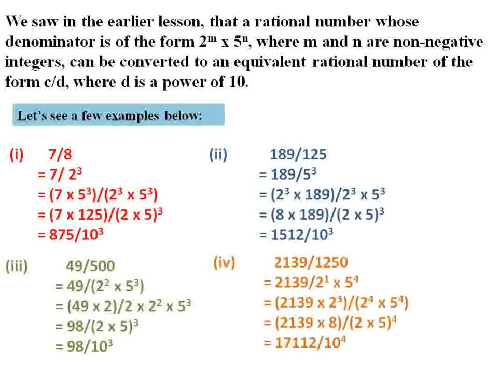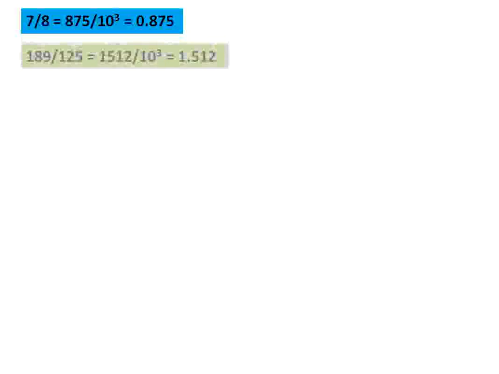So as you can see, in all these cases, we've converted a rational number whose denominator is of the form 2 to the power of m into 5 to the power of n to a form c by d, where d is a power of 10. As we saw, 7 by 8 was equal to 875 divided by 10 cubed, which is equal to 0.875.